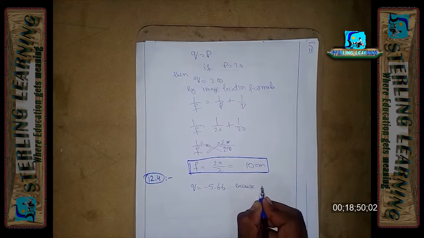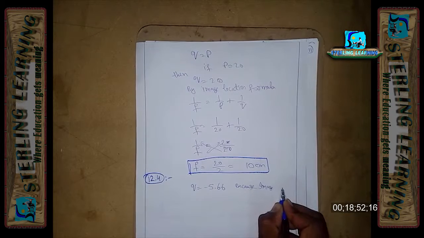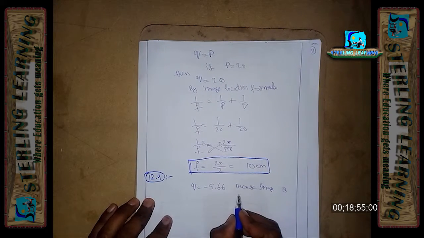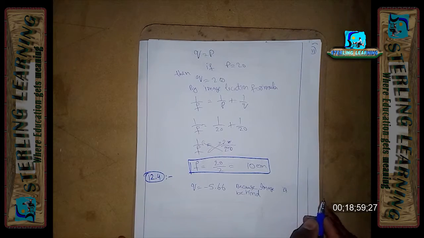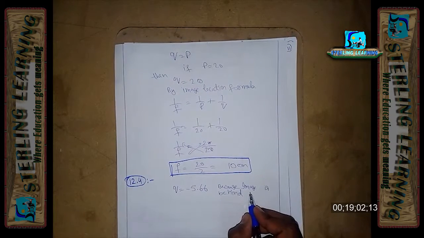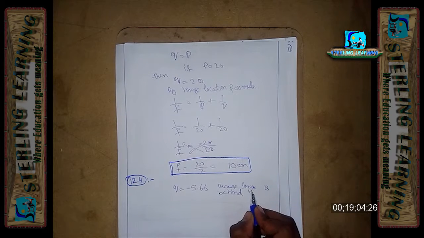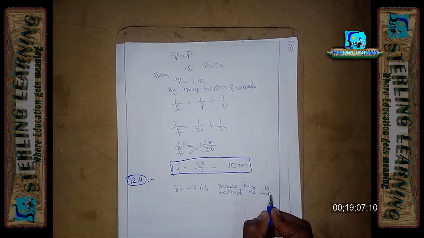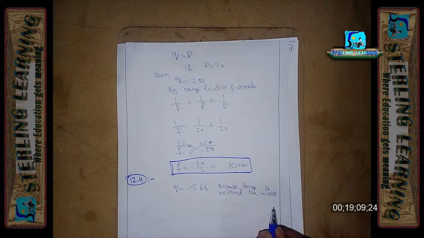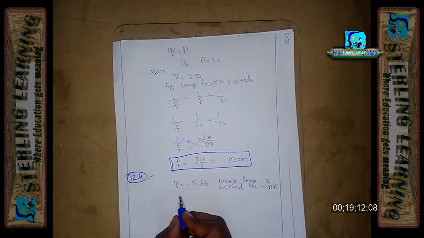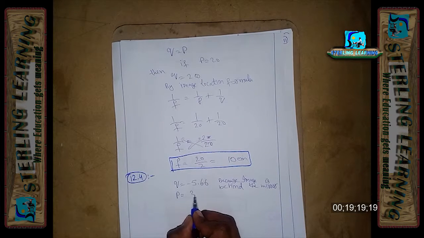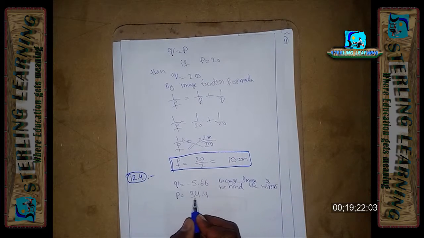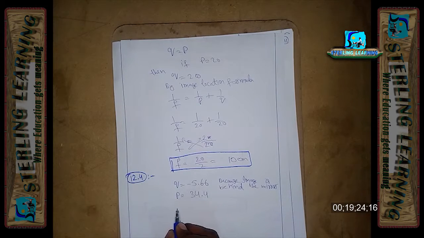Because the image is behind the mirror, and P is 34.4. We need to calculate the focal length.